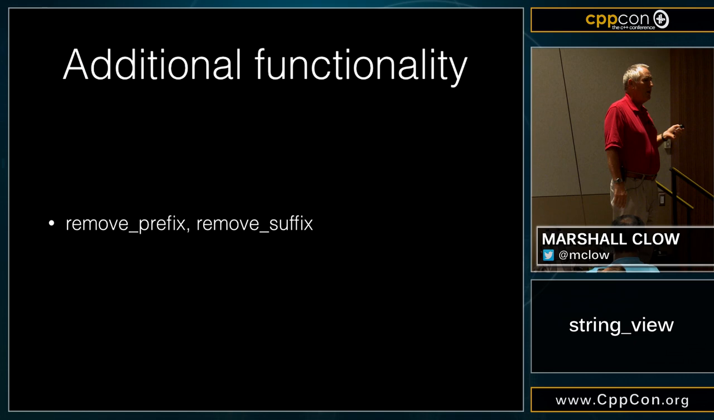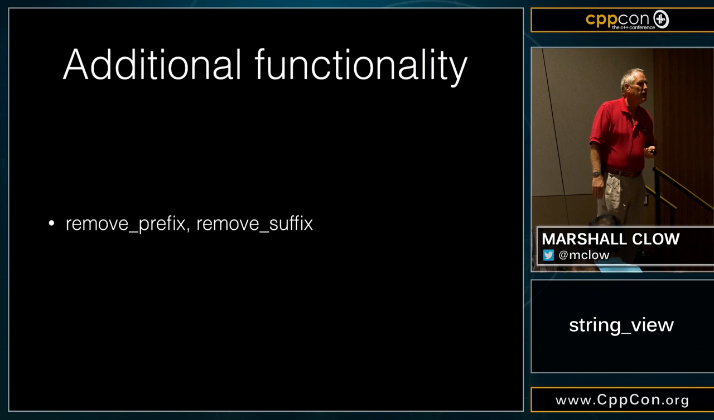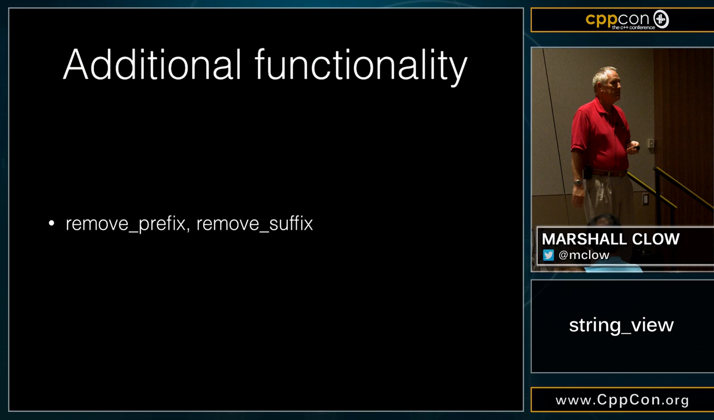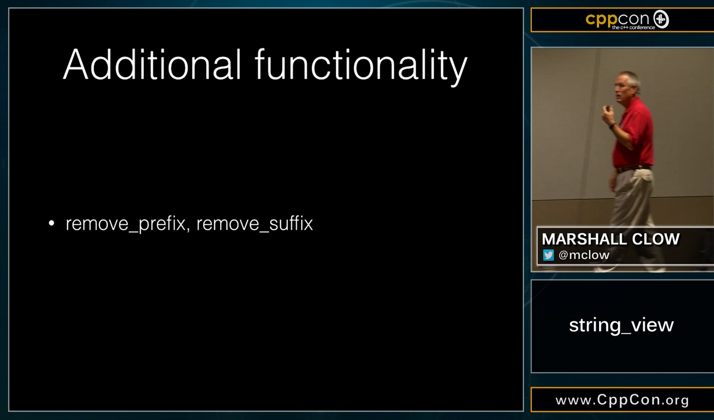Question is, does it provide built-in protections for underrun or overrun for remove prefix and remove suffix? I do not believe it does. I think in the standard it just says, precondition, the number of characters you're removing has to be less than or equal to the size. Okay.